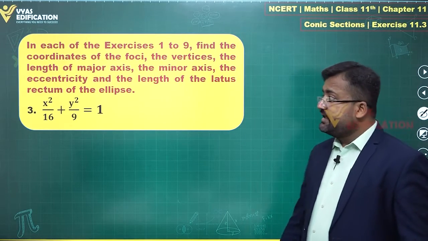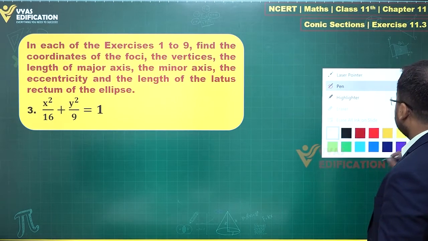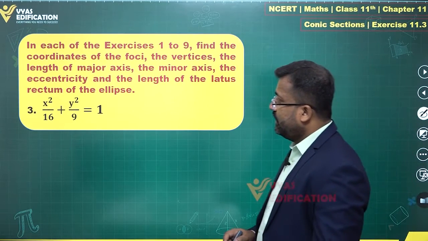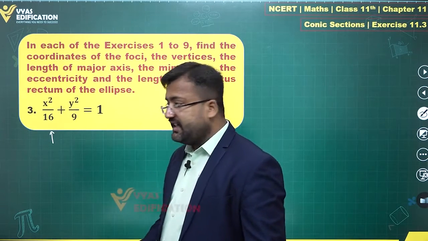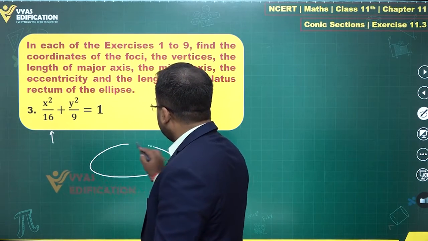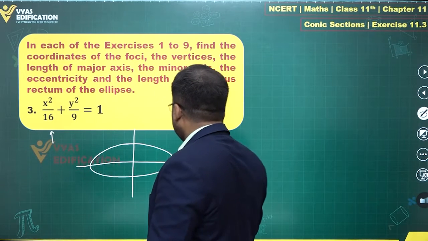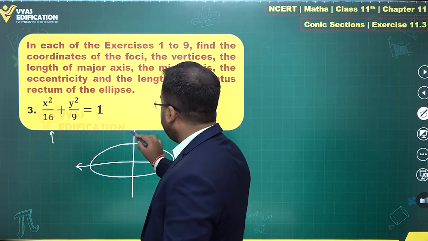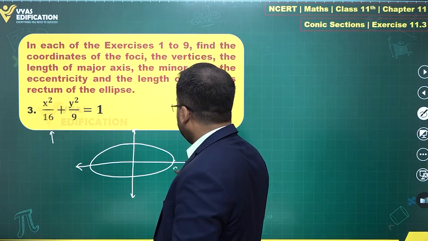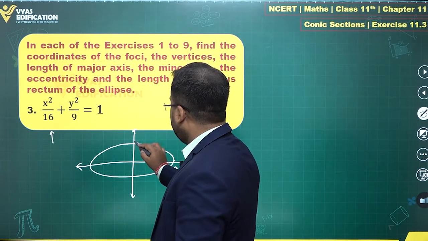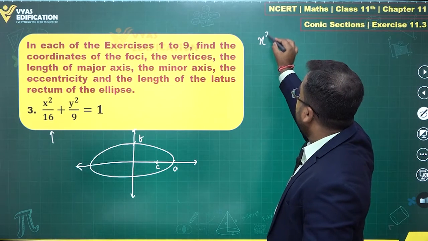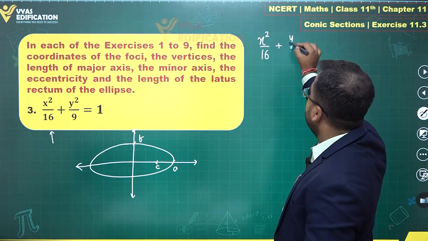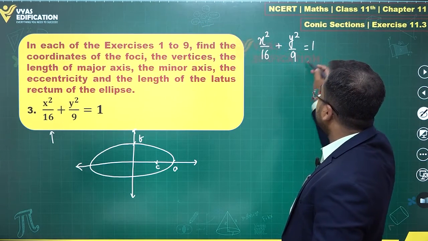The third question says that we have x square upon 16 plus y square upon 9 equals 1. Since the denominator of x square is greater, this will be a horizontal ellipse in this manner. The most important things to identify initially would be this A, this C, B. Let's identify these values. X square by 16, y square by 9 equals 1.